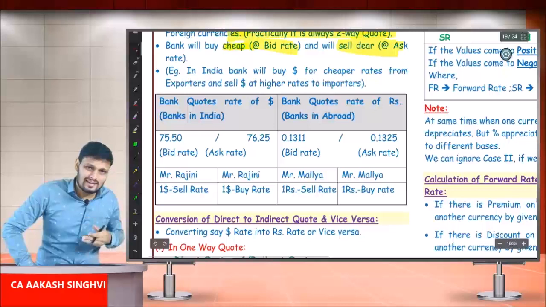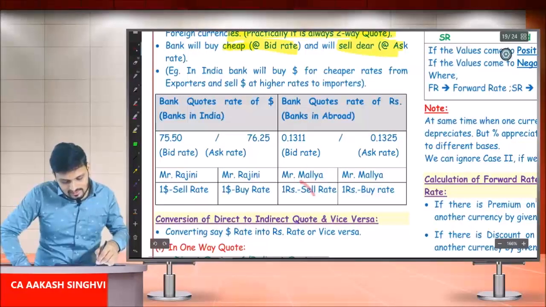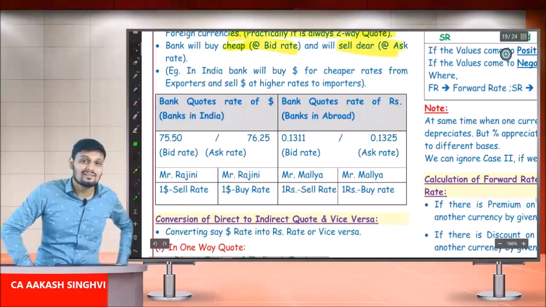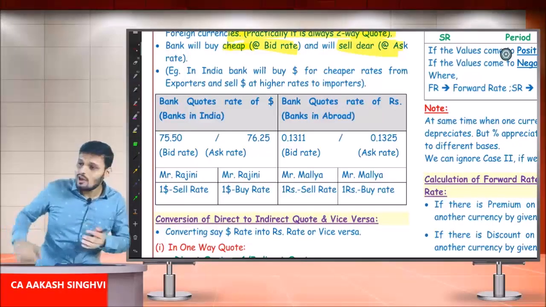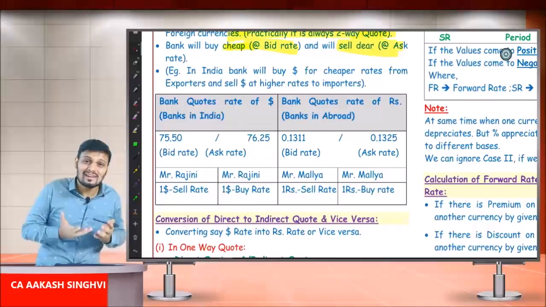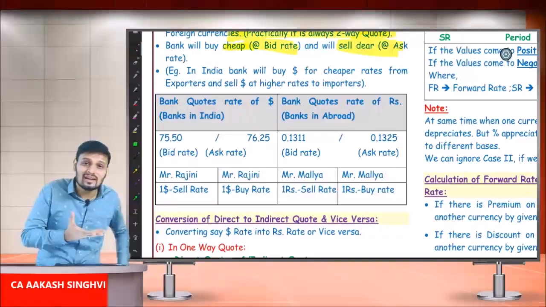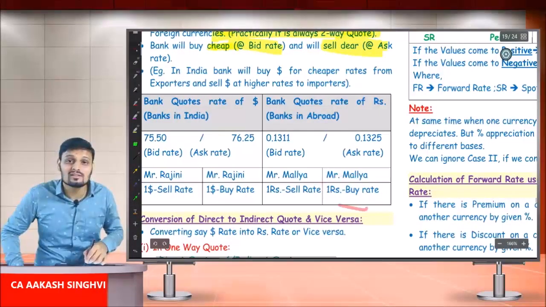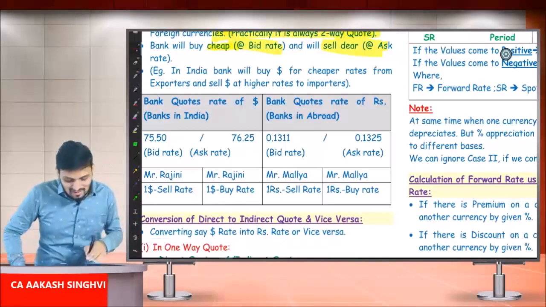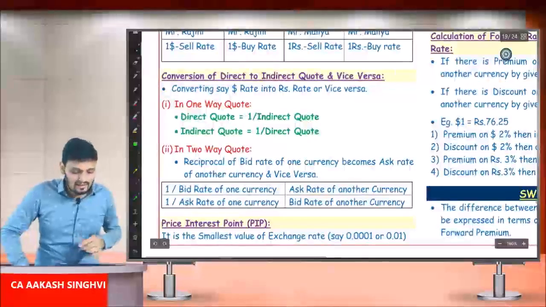Mr. Rajani is in India, he is an Indian. This is the selling rate of dollar for Rajani, and this is the buying rate of dollar for Rajani. This is the selling rate of rupee for Malya. Malya, as you all know, escaped to the UK. He is going there and trying to sell rupees. Why? He took so many rupees, 9,000 crore rupees, from India. So he will go to the US and try to sell rupees. If he is selling rupees, Malya will be quoted 0.1311. And if he wants to buy rupees, which Malya will never do, he will be quoted 0.1325. The conversion of direct into indirect I have already discussed.